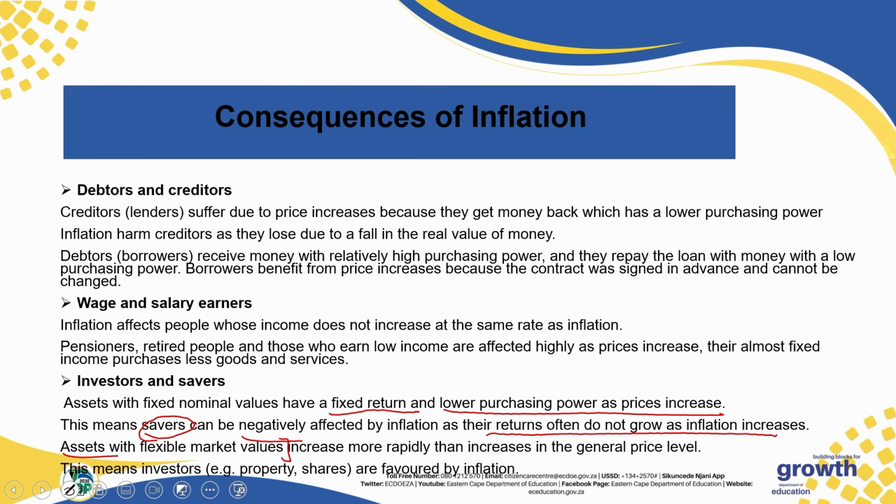It says that assets with flexible market value increase more rapidly than increases in the general price level. This means that investors in property and shares are favored by inflation, as we have seen, because they get increases that are more than the increase in the general price levels.